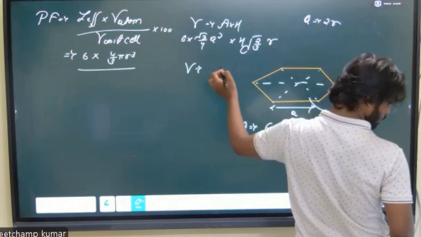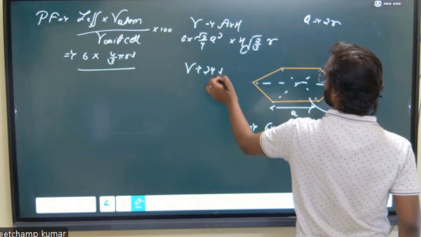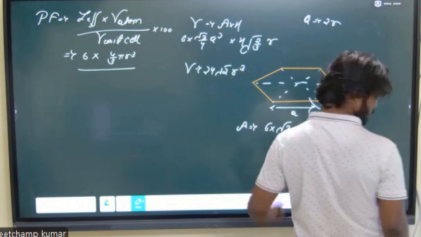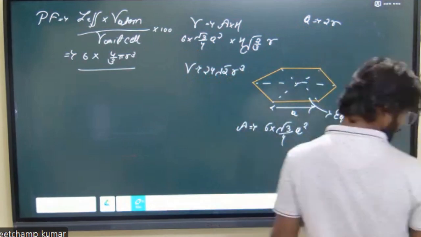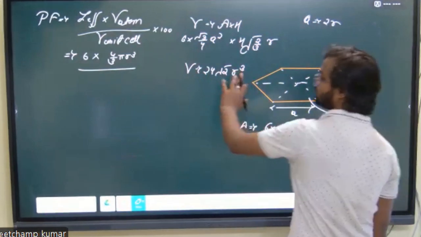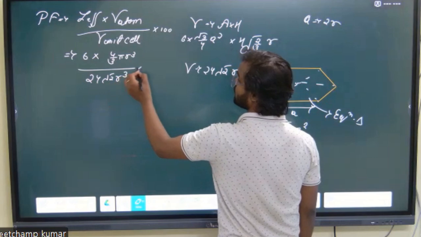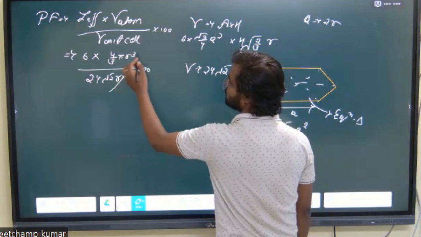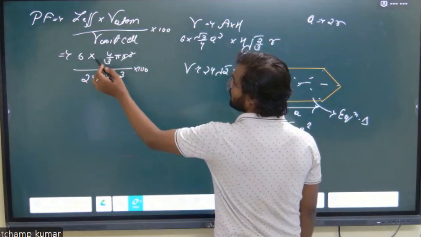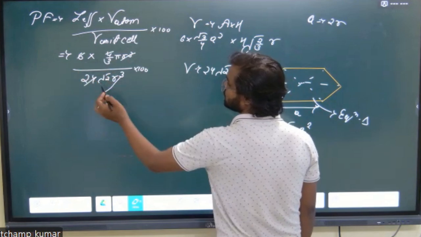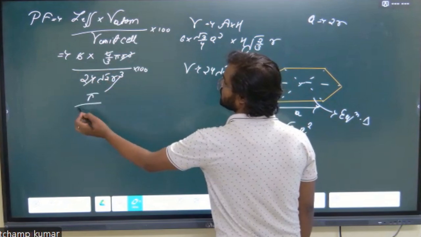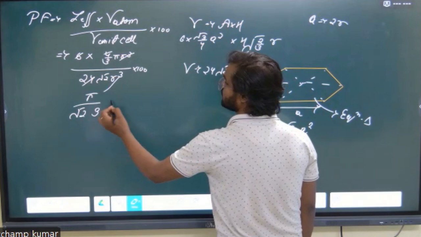You will get how much? 24 root 2 into R cube. Okay, 24 root 2 into R cube. This is the volume you get. Just put it here. 24 root 2 into R cube into 100. This R cube will be cancelled out. This 24 will be cancelled out. This will be pi by root 2 into 3 into 100.